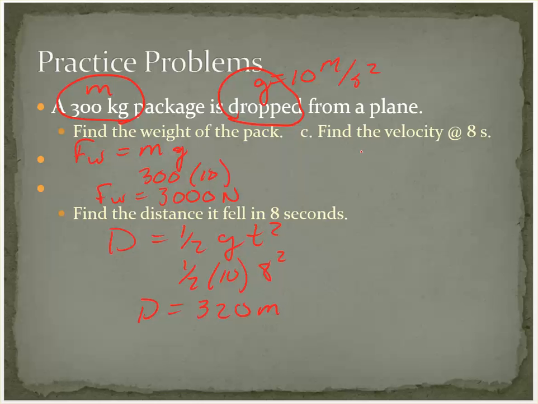The last one then is to find the velocity at 8 seconds. Well, there's our equation for the velocity. It's dropped, so we can assume the initial velocity to be 0. Velocity final is g, which is 10, times 8. Well, what's 10 times 8? 80 meters per second.